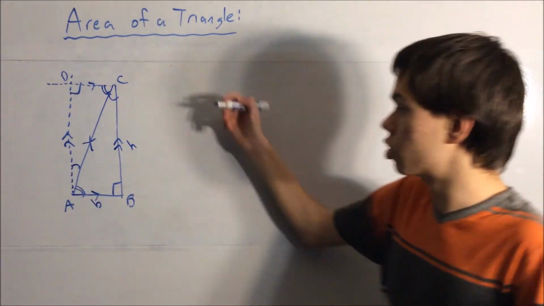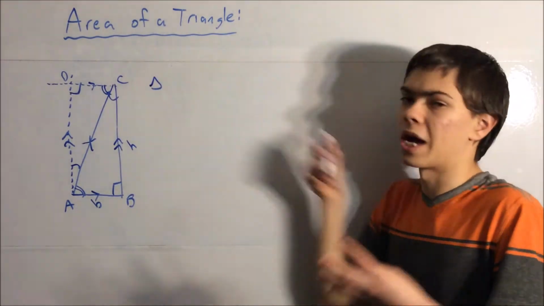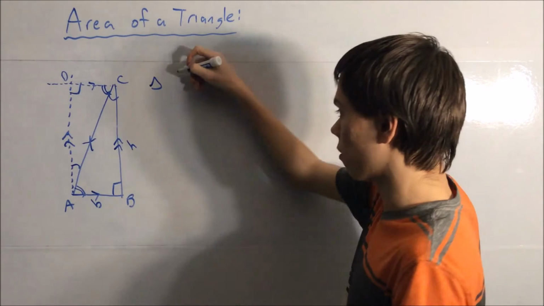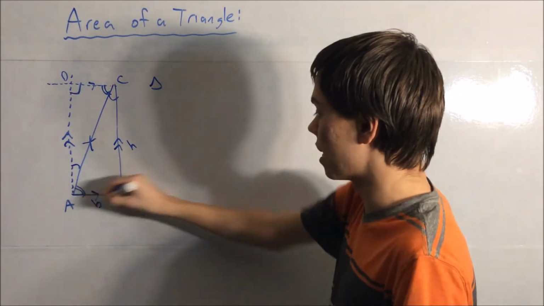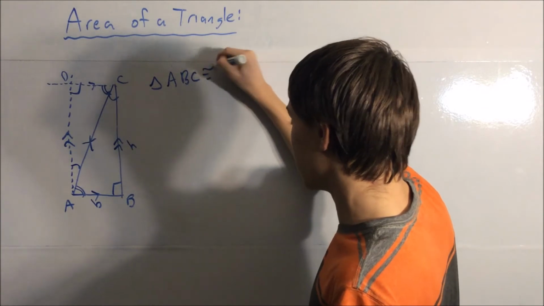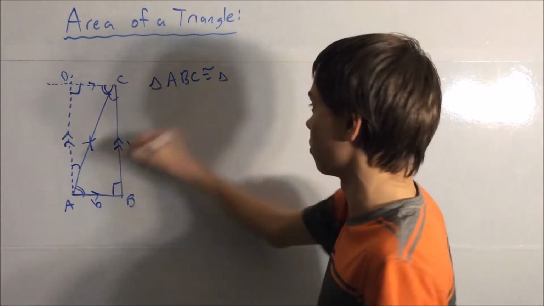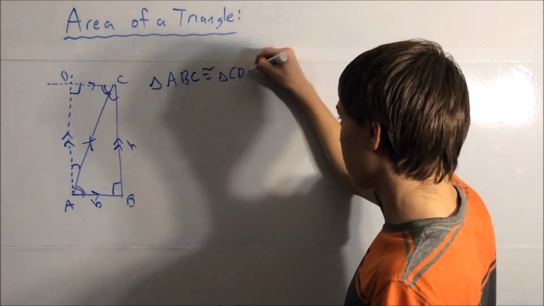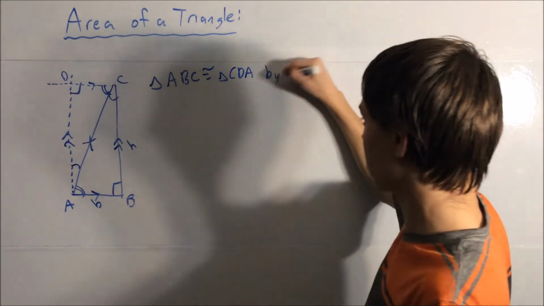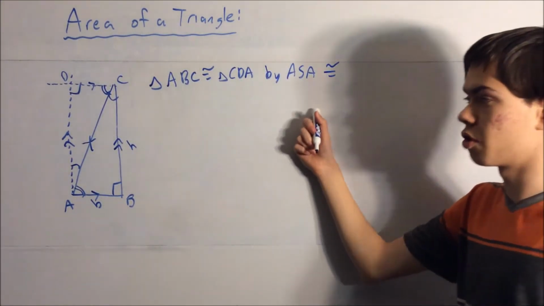So let's just first make that statement. I know that I'm not doing a formal, full-on proof. That would be a waste of my time. But you can really see how this is really happening. So triangle ABC, you can just pretty much figure this out. Triangle ABC is congruent to triangle CDA. And it's by ASA congruence, so angle side angle congruence.